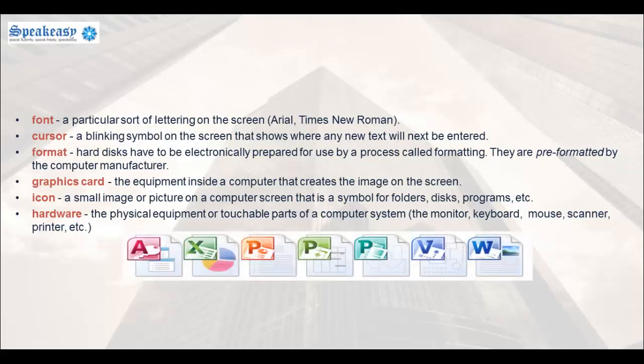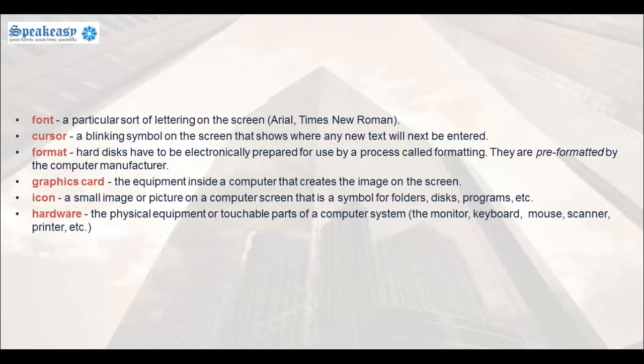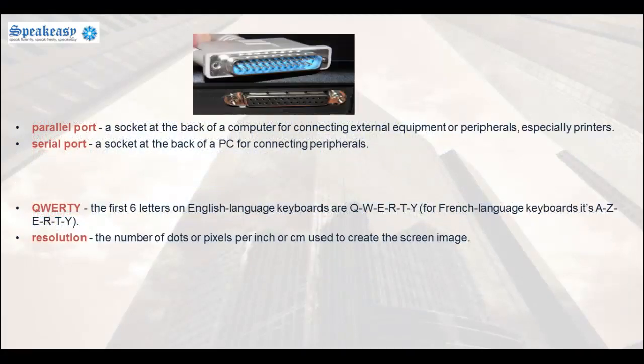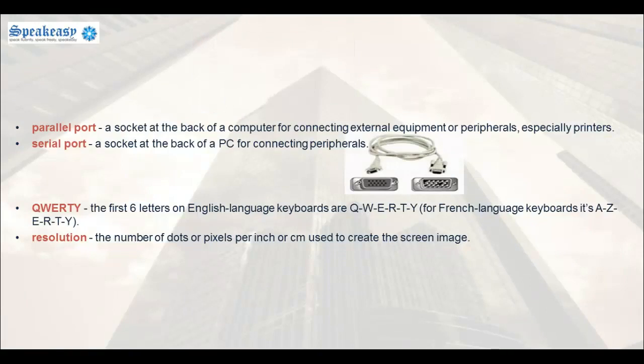Icon. A small image or picture on a computer screen that is a symbol of folders, disks, programs, and so on. Hardware. The physical equipment or touchable parts of a computer system. The monitor, the keyboard, the mouse, the scanner, printer, and so on. Parallel port. A socket at the back of a computer for connecting external equipment or peripherals, especially printers. A serial port is also a socket at the back of the computer for connecting peripherals.